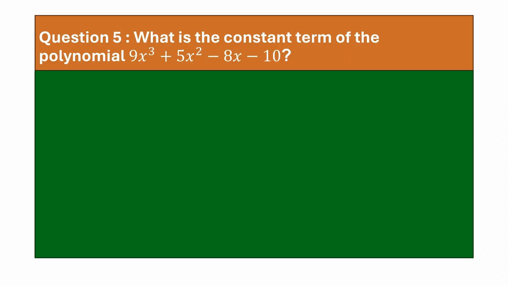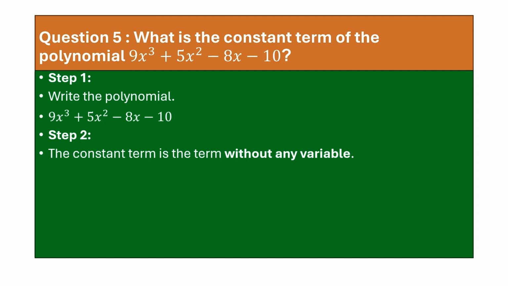Let's see question number 5. What is the constant term of the polynomial? What you have to do is write the polynomial. The constant term means the term without any variable. This is very, very important. Mostly students make mistakes when we talk about the constant term. So the constant term is the term without any variable.